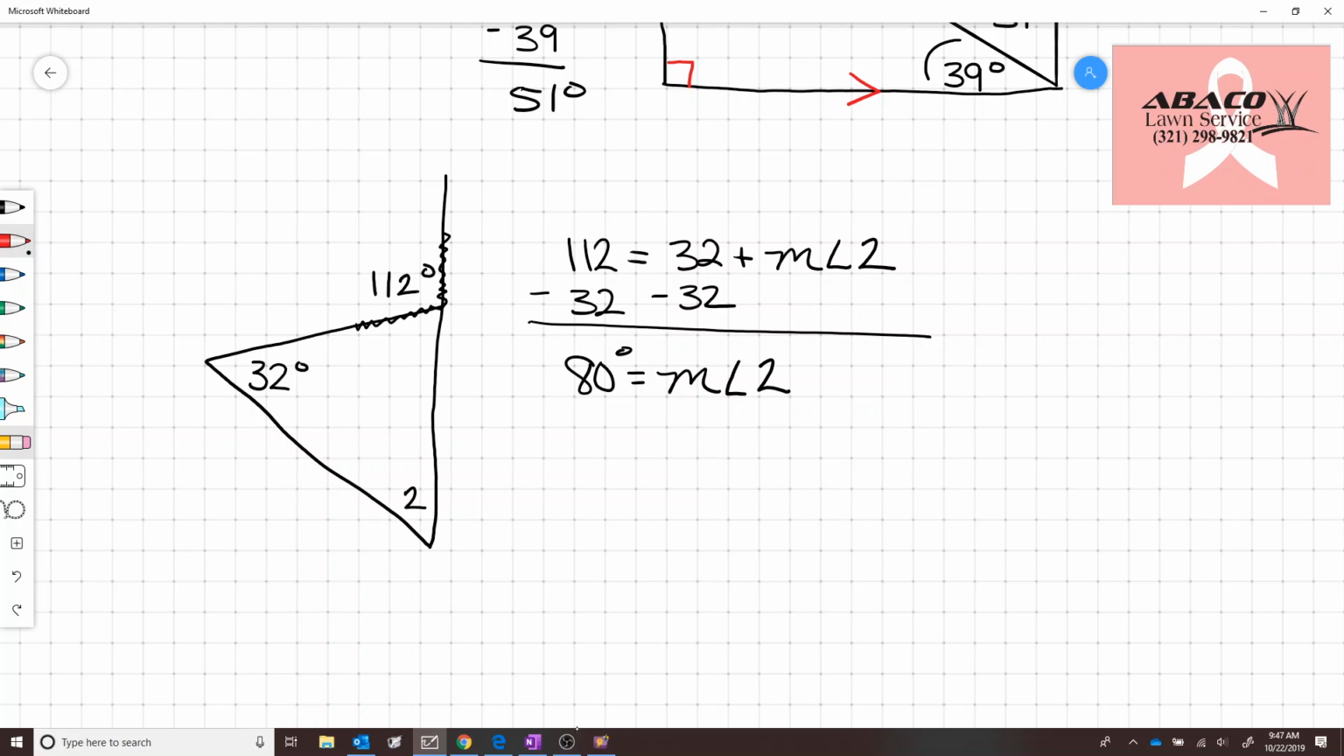You see these two right here. They form a linear pair, don't they? So this angle would be 180 minus the 112. And 180 minus 112 is 68 degrees. That's this angle in here in this triangle.